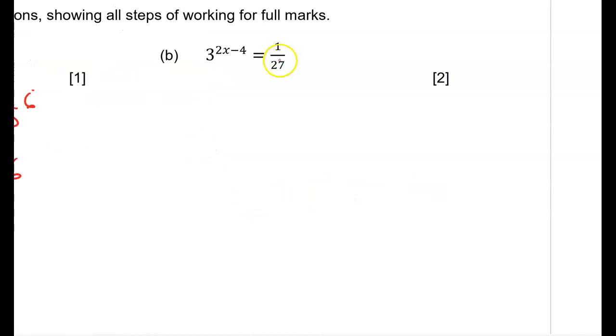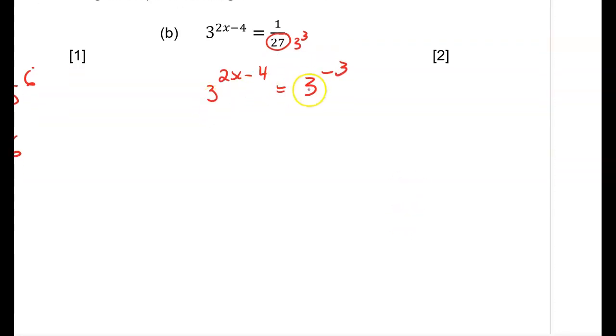Here you should recognise that 27 is 3 cubed. So we would write that as 3 to the negative 3. That just brings the 3 onto the numerator. And now, because the bases are the same, we can equate the powers. So this becomes 2x equals 1. So x must equal a half here.